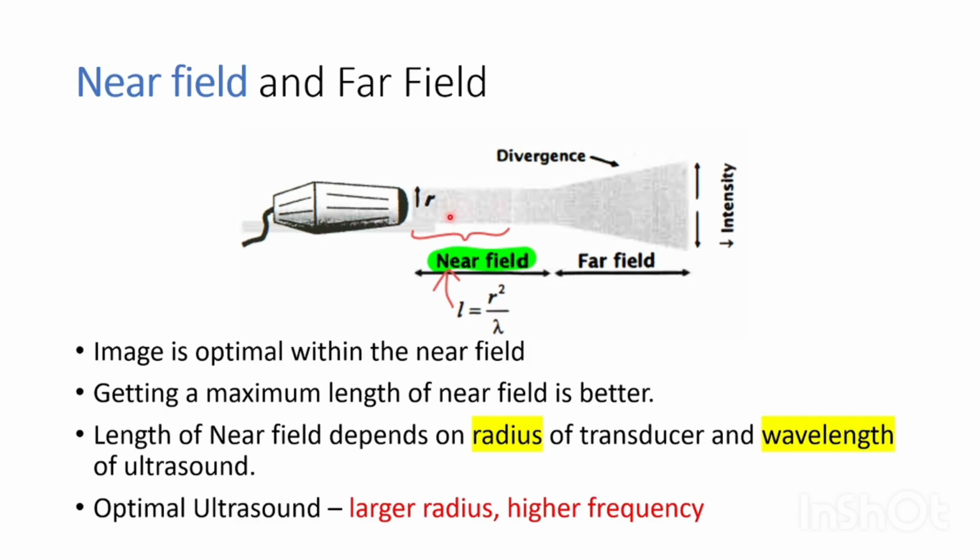The length of the near field will depend on the radius of the probe, as well as the wavelength or the frequency of the ultrasound wave which we are giving. So optimally, a larger radius and higher frequency is better. This concept you'll understand in the next slide.